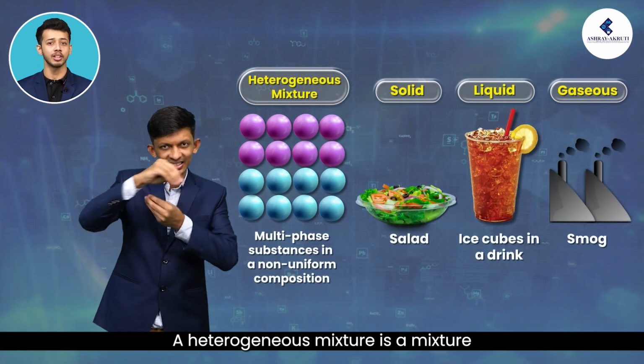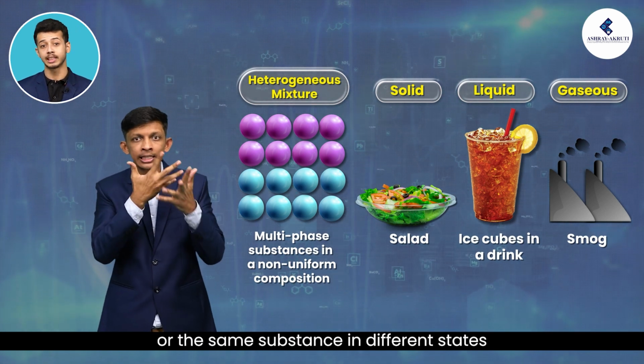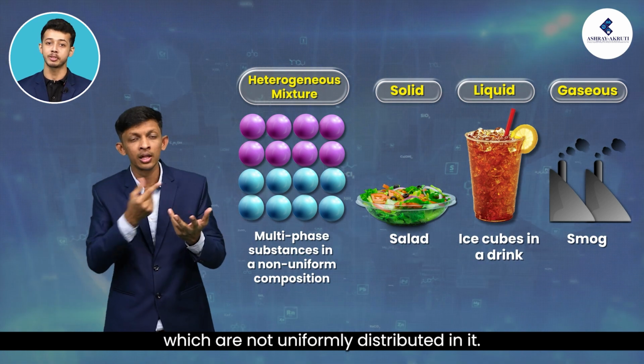A heterogeneous mixture is a mixture made up of different substances or the same substance in different states which are not uniformly distributed in it.